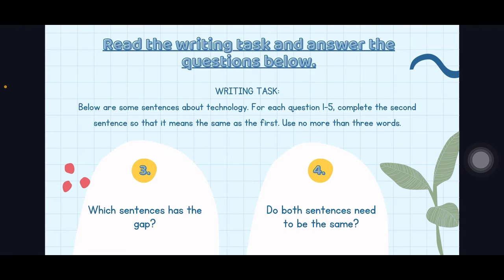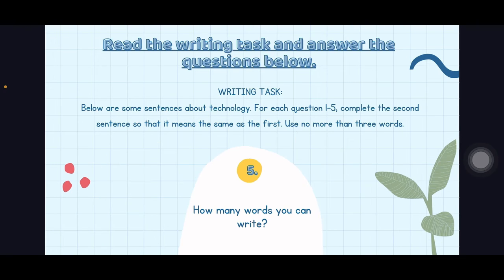For question number 4, do both sentences need to be the same? The answer is yes. Why? Because it mentioned in the writing task, the second sentence needs to be the same as the first.